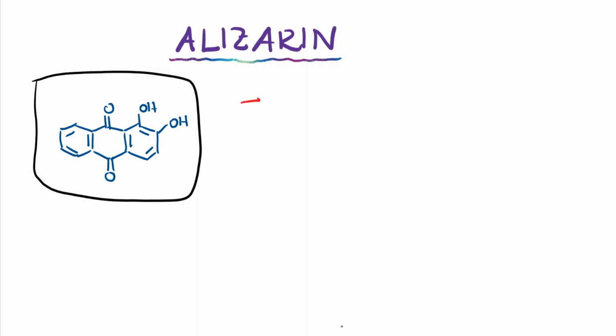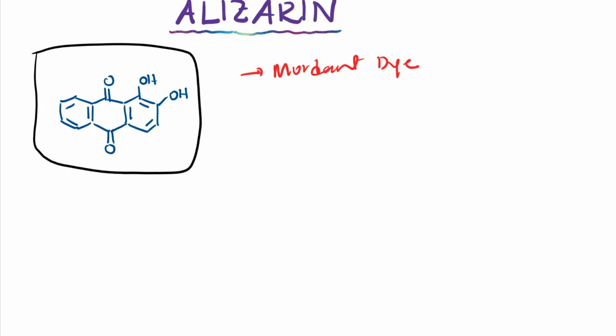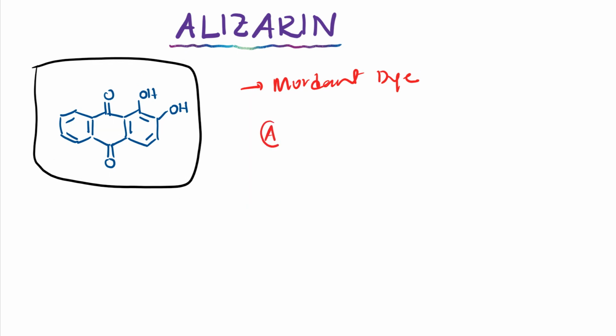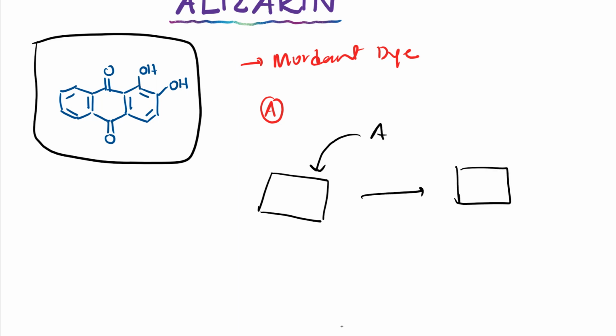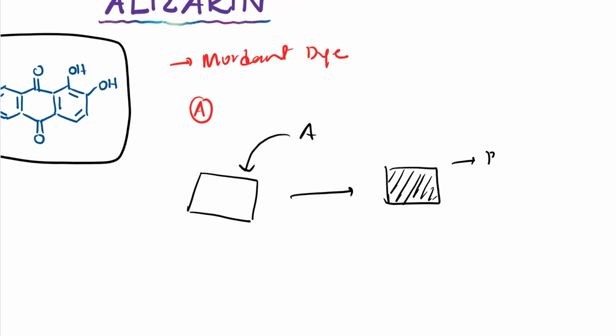Alizarin is a mordant dye. So what is this mordant dye? See here. From now onwards, I will write A, which stands for alizarin. Here I have this fabric. If I directly add alizarin to it, the fabric gets colored, but it is not resistant to water, soap or light.